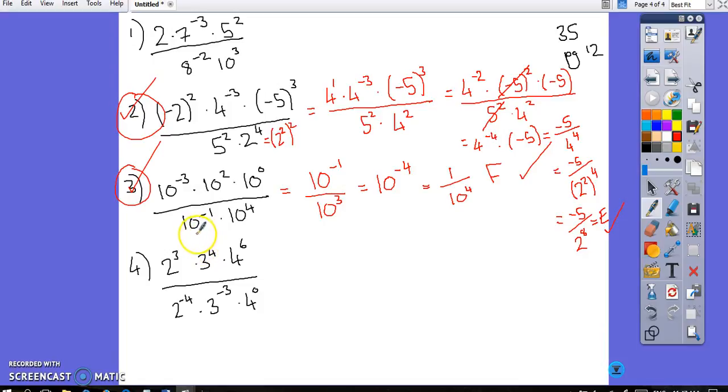Okay, so let's finish this question off. The next one I'm going to do is 4. And because all of the solutions only have 2's in them as the base, I'm going to change the base of these 4's to 2's before I do anything else.